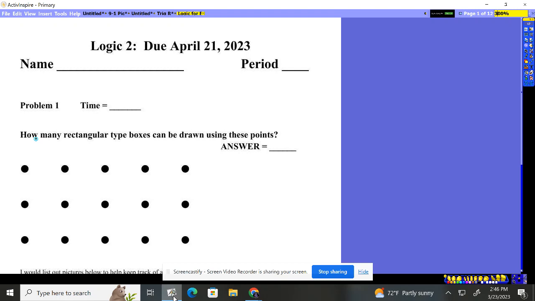All right, let's look at this logic that's due April 21. We have forever on it, but don't delay. Let's get to it. So here's how these go in case you're confused, though I will be able to explain it to you in person.